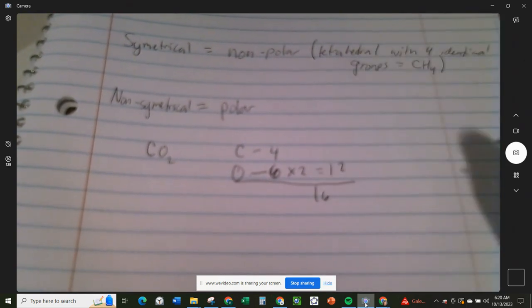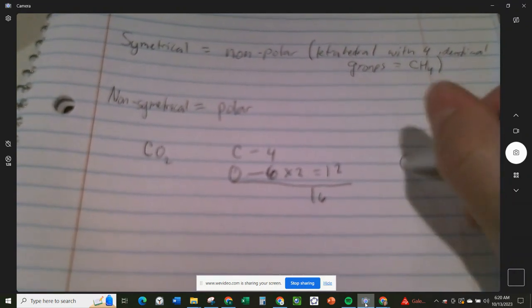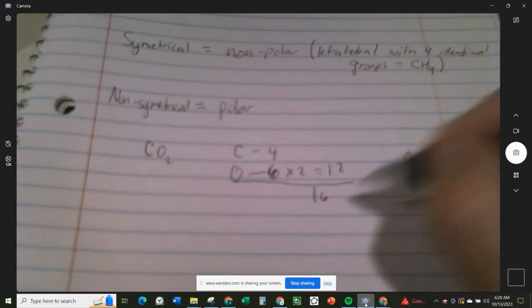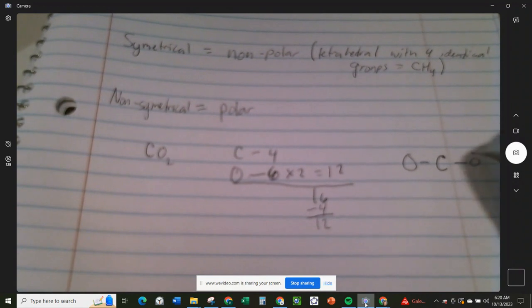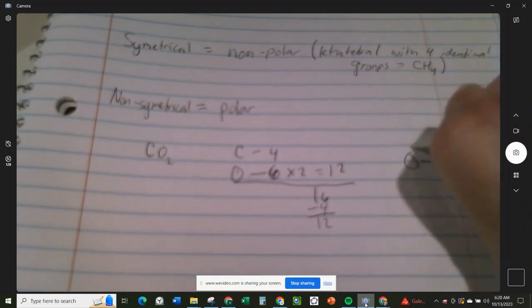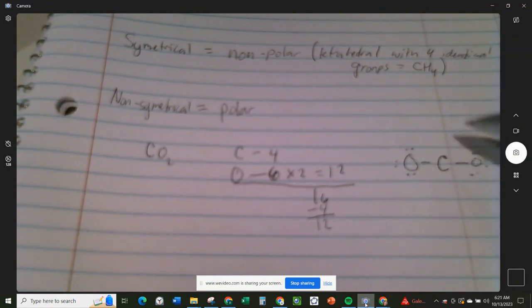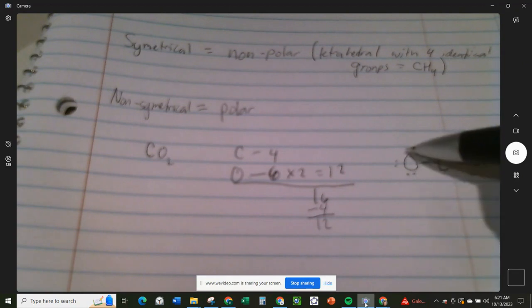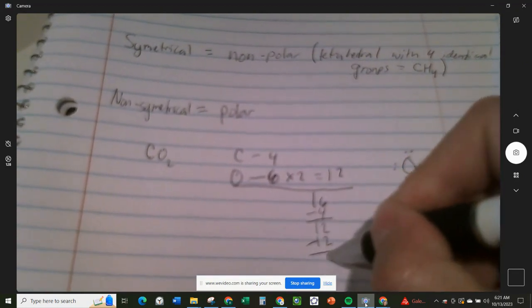I'm going to put carbon in the middle because there's only one of them. And I'm going to connect the oxygens. So we've used 4 electrons. We've got 12 left. I'm going to start by sticking them around the oxygens. So I've now filled the octet of oxygen. We've got 2, 4, 6, 2, 4, 6. So we've used 12 more electrons.